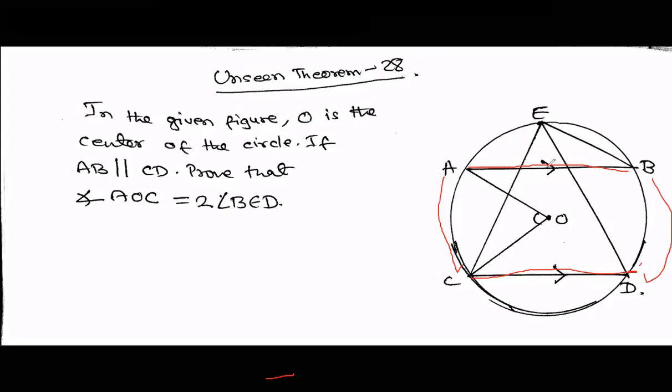Both arcs, this arc AC and BD arc, they are going to be equal. Okay, their arcs are going to be equal. Okay, let us remember one rule also. Here, what is to be proved is: to prove that angle AOC is double of angle BED.